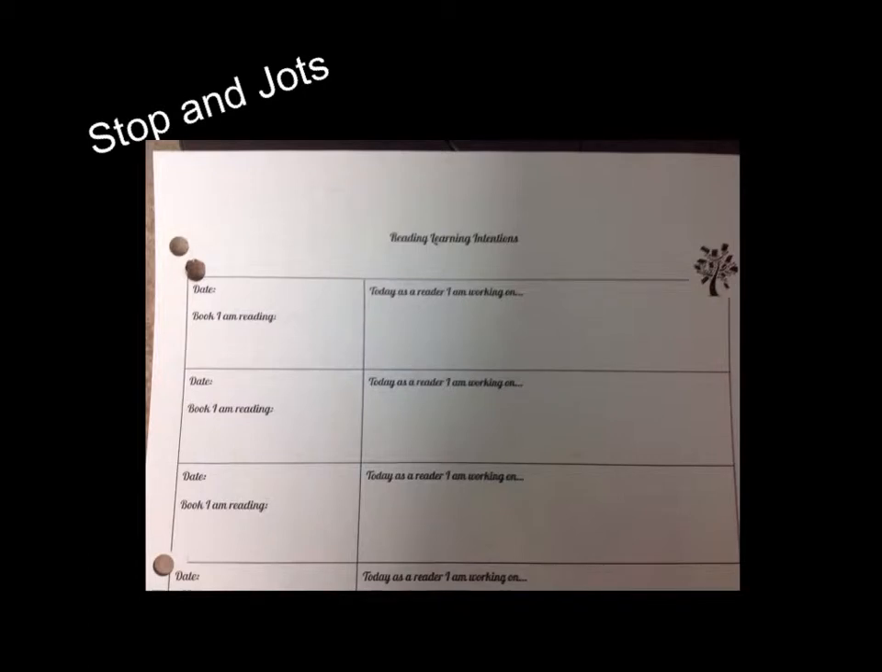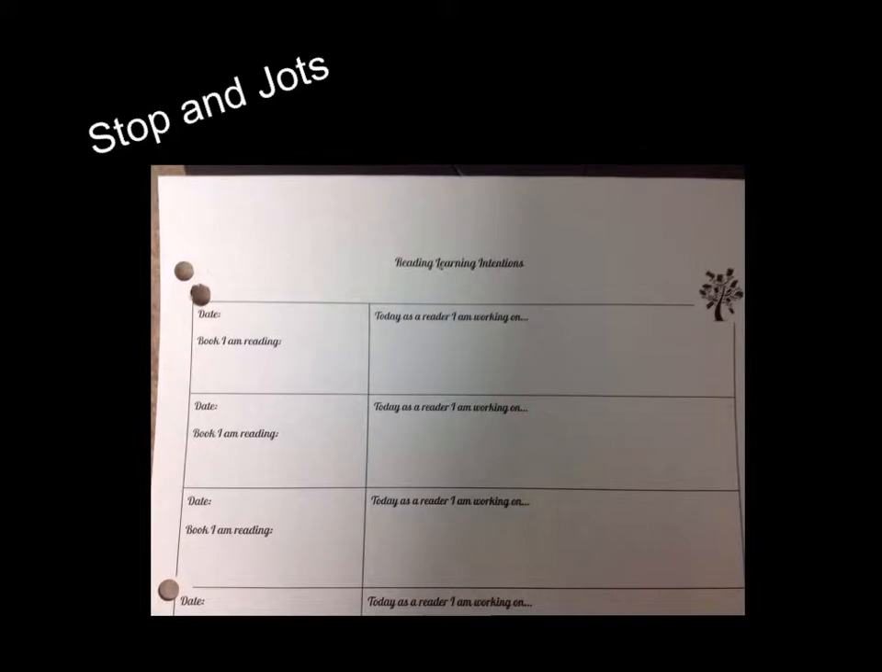Go ahead and fill in your reading learning intention sheet. The date today is 10/27. You can fill in a book that you think you might read, or you can wait to fill that in until reading time. Today, as a reader, you will be working on writing Stop and Jots. So go ahead and fill that in now.